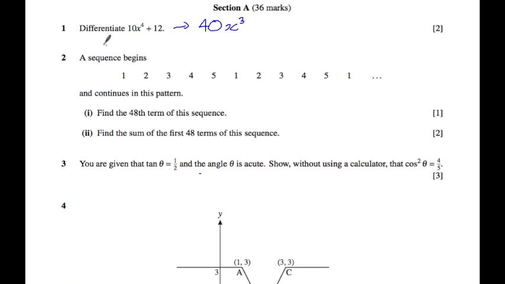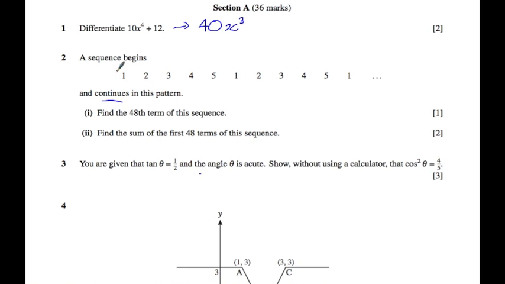Question 2. A sequence begins 1, 2, 3, 4, 5, 1, 2, 3, 4, 5, 1, and so on. We're assuming it carries on in this pattern, like they say. Find the 48th term of this sequence. This isn't anything to do with arithmetic or geometric sequences, because it isn't an arithmetic or geometric sequence. But we can see it is periodic. It repeats this pattern every time.